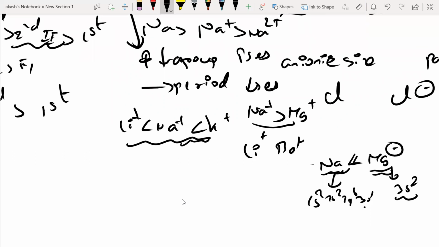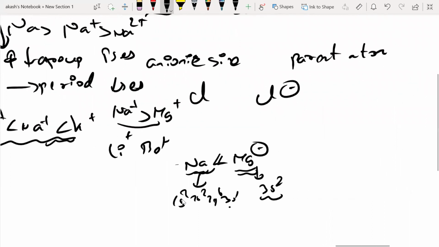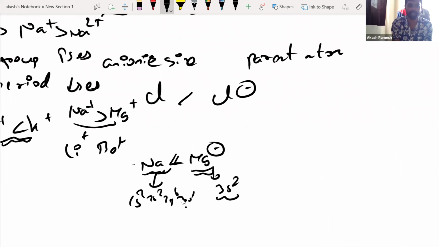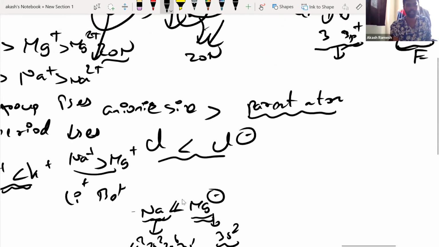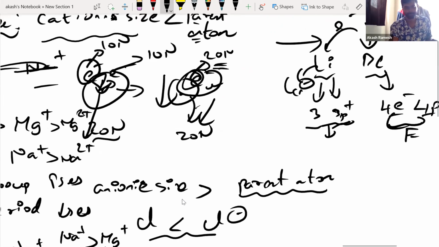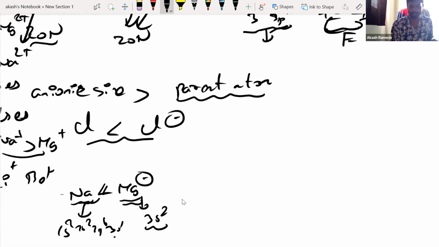Anyways, coming to the point between Cl and Cl minus, I'm telling that Cl minus will have more size than Cl. That means the anionic size is always greater than the parent atom, but the cationic size is always lesser than the parent atom. Now, how do we understand this? It's very simple, exactly the opposite way of what we saw last time.